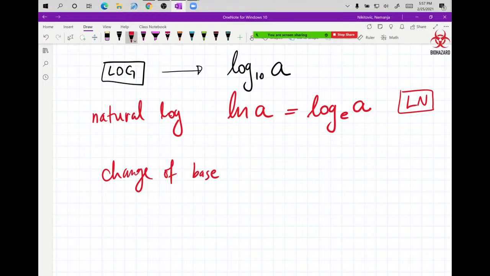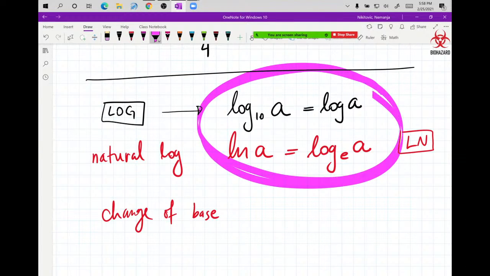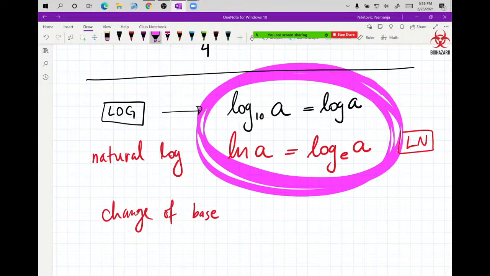Oh, by the way, I just noticed that I never wrote here. That's just LOG A. So let me just go back to this, please. I'm sorry. Focus here for a moment. If there is no base, the base is 10.